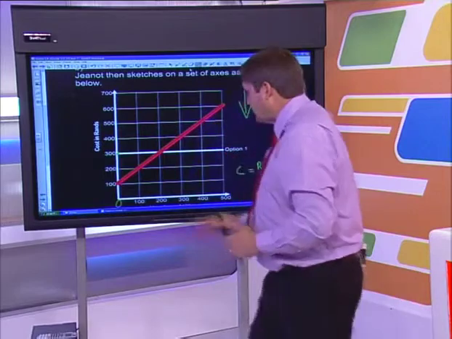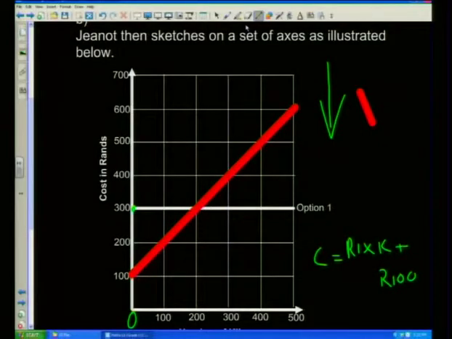If you look at the graph on the screen, you will see I've already got 2 graphs. Option 1, where we're paying 300 Rand for the whole day. It doesn't matter how many kilometers we've traveled, it's costing me 300 Rand. Option 2, we start at 100 Rand, and for every kilometer thereafter, it's costing me 1 Rand. So 100 kilometers costs me 100 Rand, plus the 100 Rand hiring costs me 200 Rand. We spoke about that before the break, and now we need to answer a few questions. So let's have a look at them.